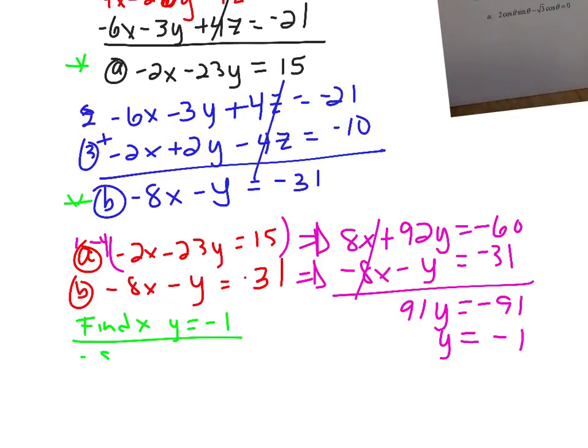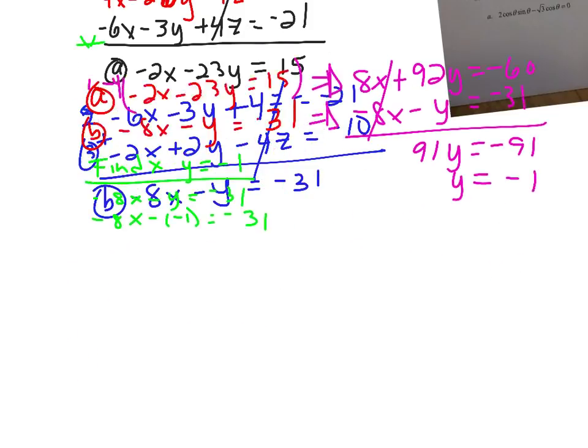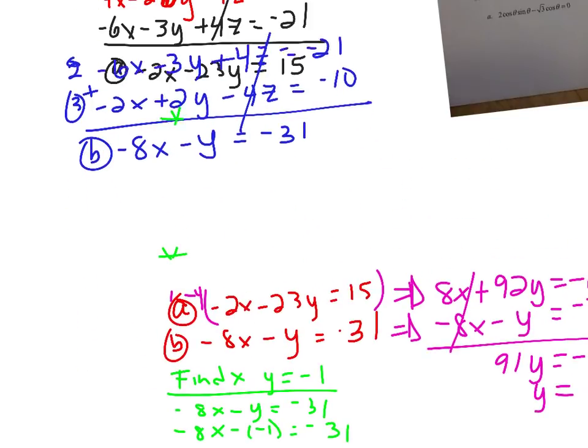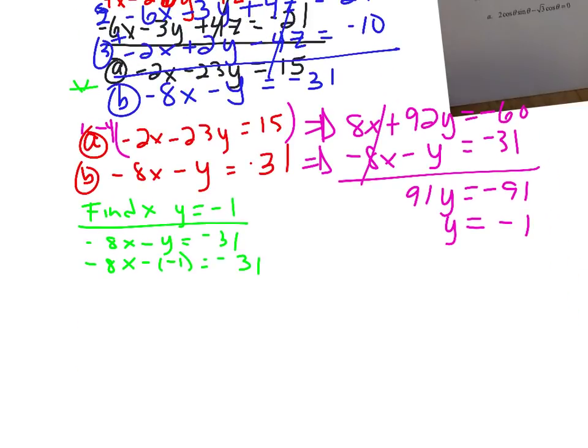So that's negative 8x minus y equals negative 31. So y is negative 1, so it's negative 8x minus a negative 1 equals negative 31. So I have here negative 8x plus 1 equals negative 31. Negative 8x equals negative 32. When you minus 1, divide by negative 8, we get positive 4. And now you're going to find z.